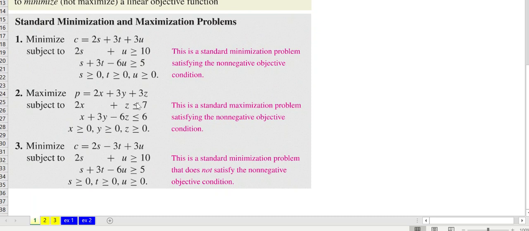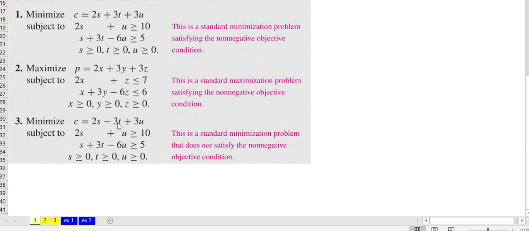In the second example, we are being asked to maximize, and it says P equals 2x plus 3y plus 3z, and all of the inequalities are less than or equal to. And of course, we don't worry about the non-negativity restraints. So this is a standard maximization problem.